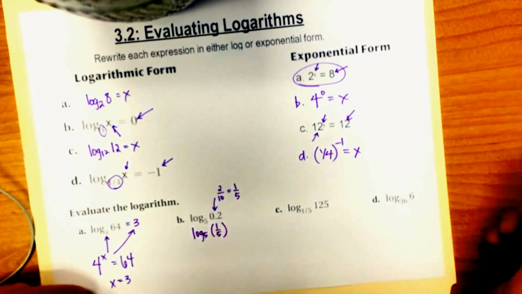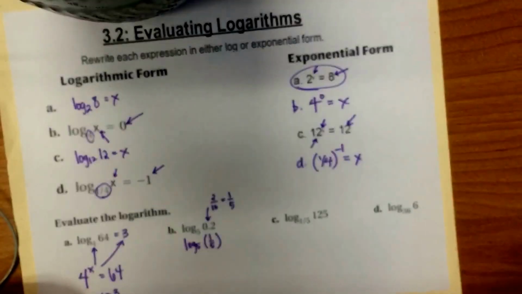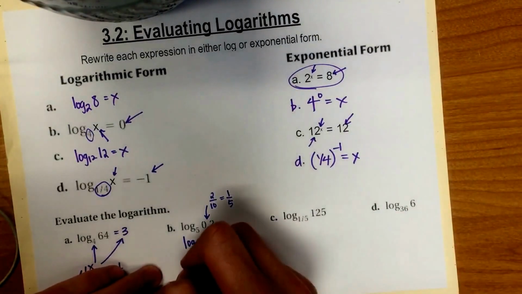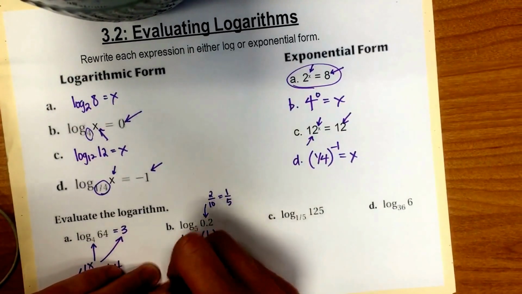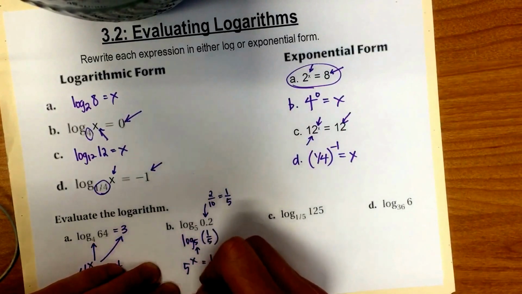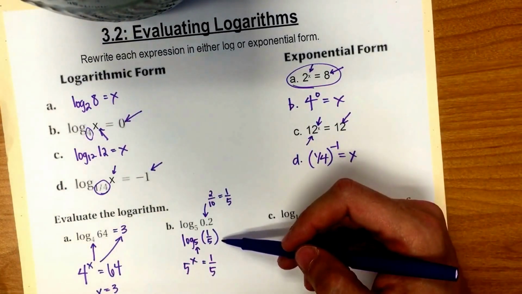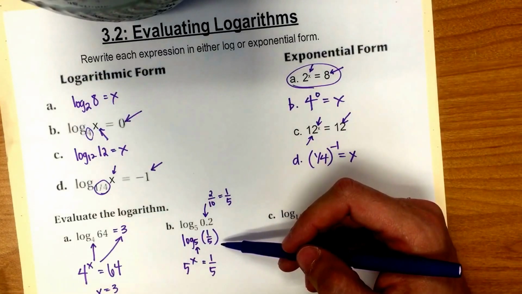So I think it's probably easiest if we look at this and we write it in exponent form. And so what I'm going to do is take that 5 base, raise it to a power, and it should equal the inside portion of the log. So what this is actually asking me is 5 to what power gives me 1/5.